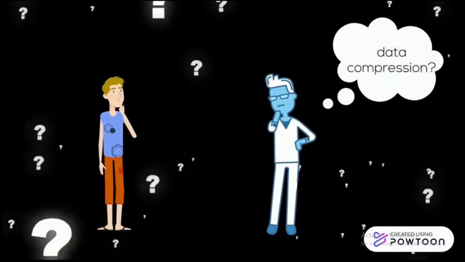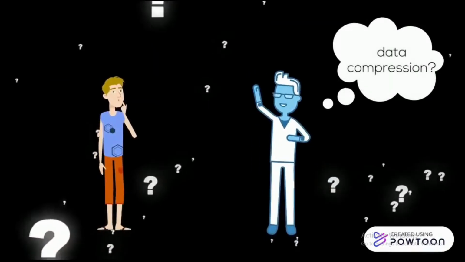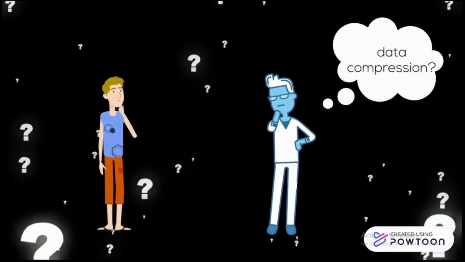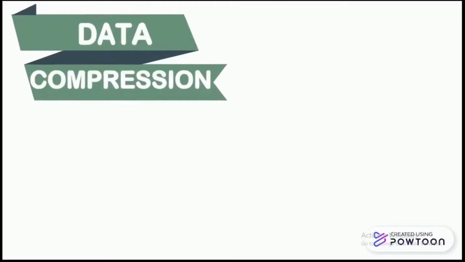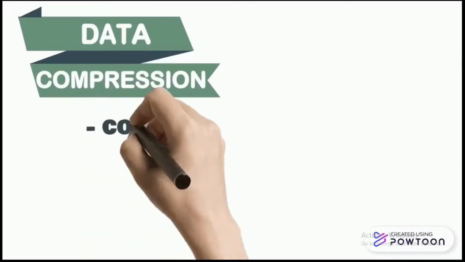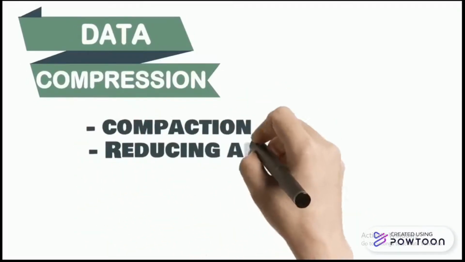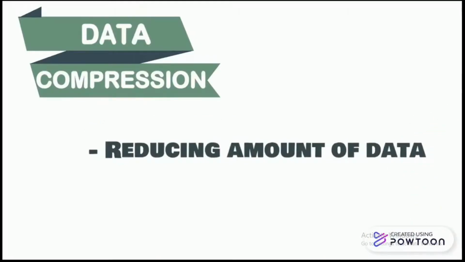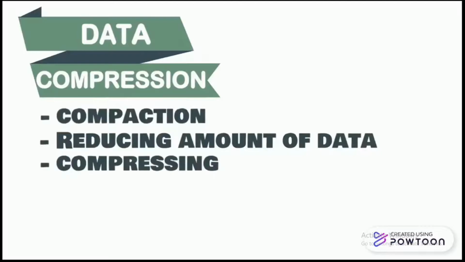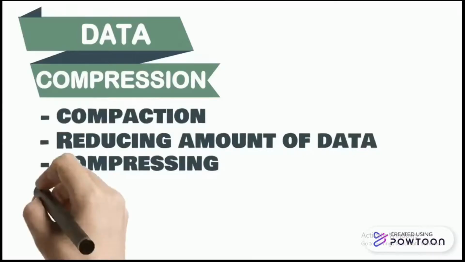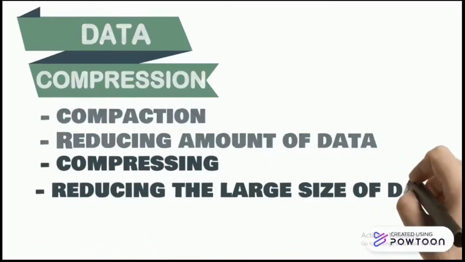What exactly is the meaning of data compression? Data compression, also known as compaction, is the process of reducing the amount of data by compressing or reducing the large size of data into smaller sizes in order to save space.